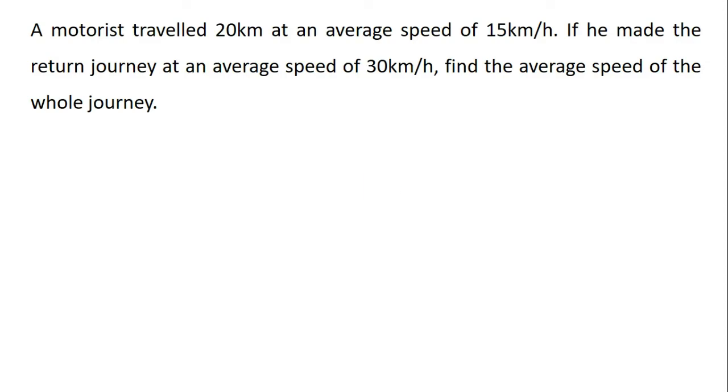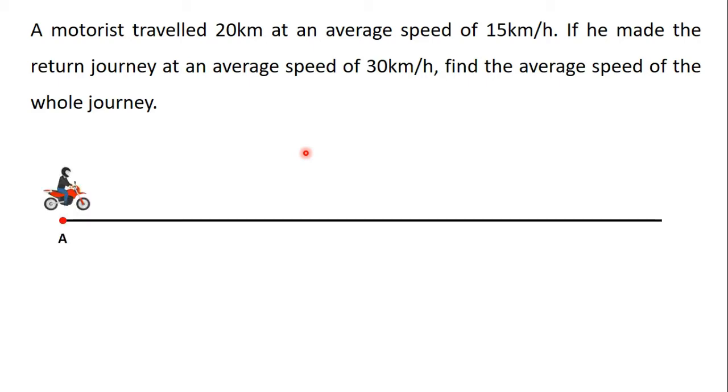A motorist traveled 20 kilometers at an average speed of 15 kilometers per hour. If he made the return journey at an average speed of 30 kilometers per hour, find the average speed of the whole journey. To help us understand this question, let's consider this illustration.